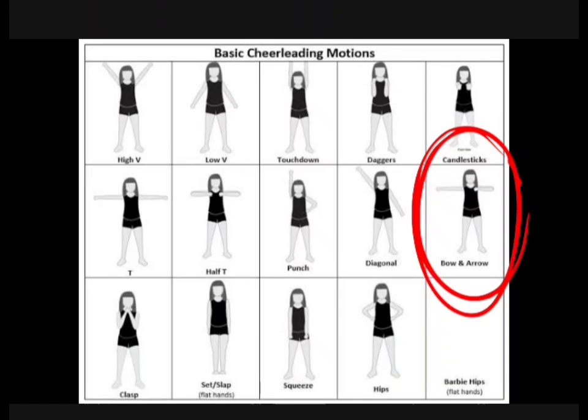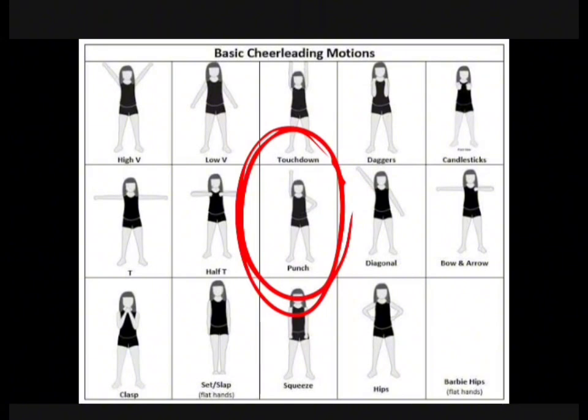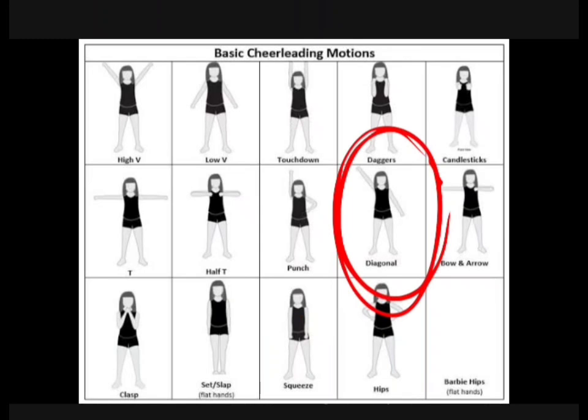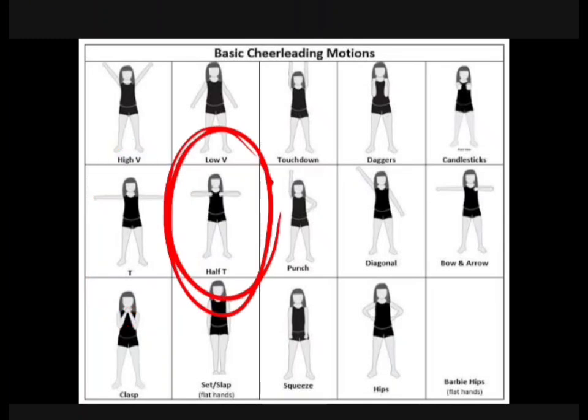For bow and arrow, one arm extended to the side with the other arm bent at the elbow in a half T motion. For dagger, arms bent at the elbow, fists in front of the shoulders. For punch, one arm extends straight upward, one arm on the hip in a fist. For diagonal, one arm extended in a high V and the other arm extended in a low V. For T motion, both arms extended straight out to the side and parallel to the ground, relax the shoulders. For half T, both arms parallel to the ground, bent at the elbows, fists into shoulders.